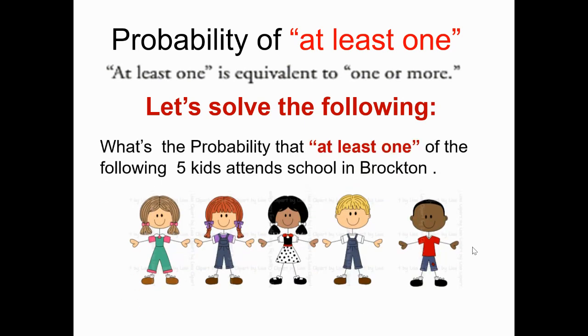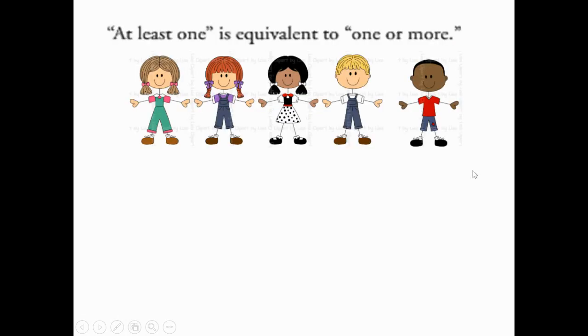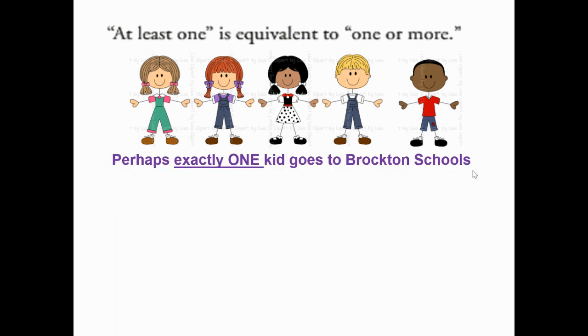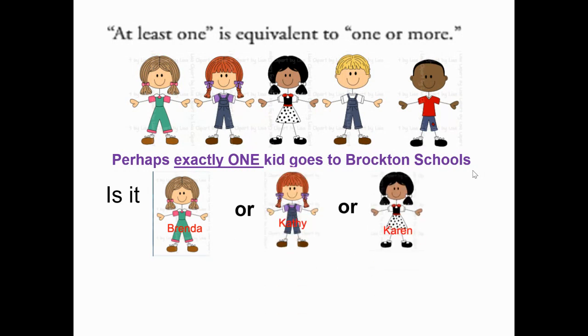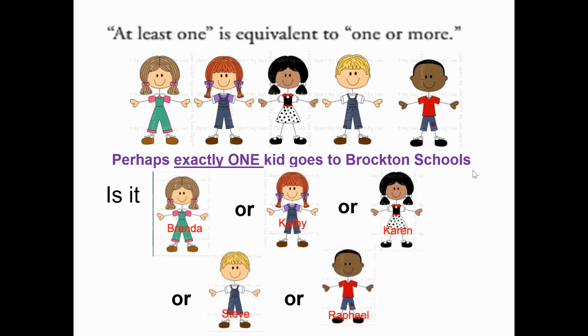Let's solve the following problem. Let's assume we got 5 kids. And we want to find the probability of at least one of these kids attending Brockton schools. There's my 5 kids. At least one is equivalent to one or more. At least one means it could be one kid goes to Brockton schools, 2 kids, 3 kids, 4 kids, 5 kids. Perhaps there's only one kid that goes to Brockton. Problem is, though, is it the first child, Brenda, or is it Kathy, the second child, or is it Karen, or is it Steve, or is it Raphael?